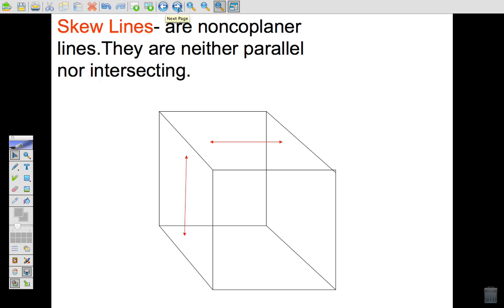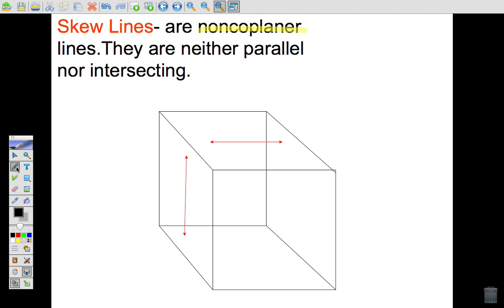Now the new one is called skew lines. And again, make sure you write this definition down. Skew lines are non-coplanar. Now we go back to a word that we haven't probably used for quite a while. Non-coplanar means two lines that do not lie in the same plane. Now notice I've got kind of a box shape sketched out below. And obviously the box has 6 sides. Notice on one of the sides I have a red line on the top, and on the side of the box I've got another red line.